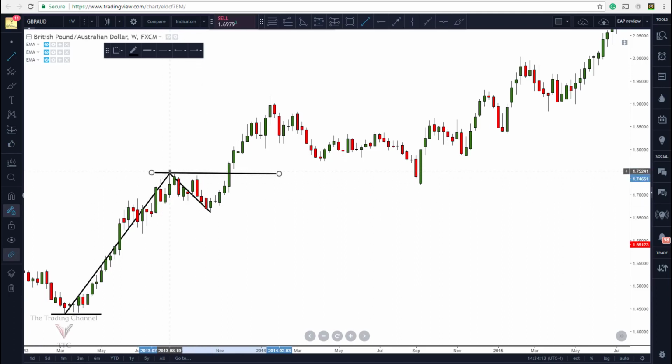So this pullback represents people selling from the market, a combination of people selling. And the reason they're selling can be because of many different factors.